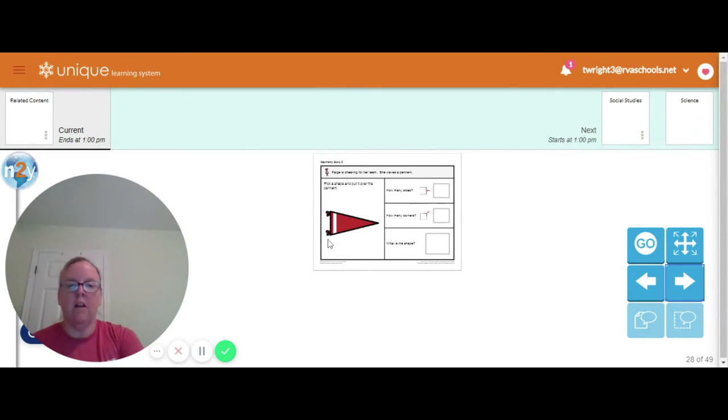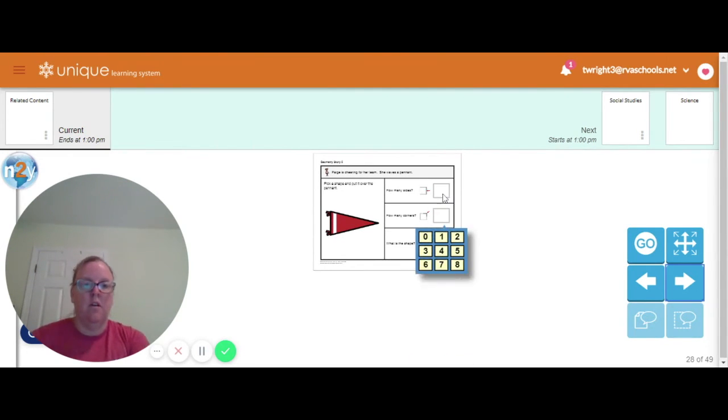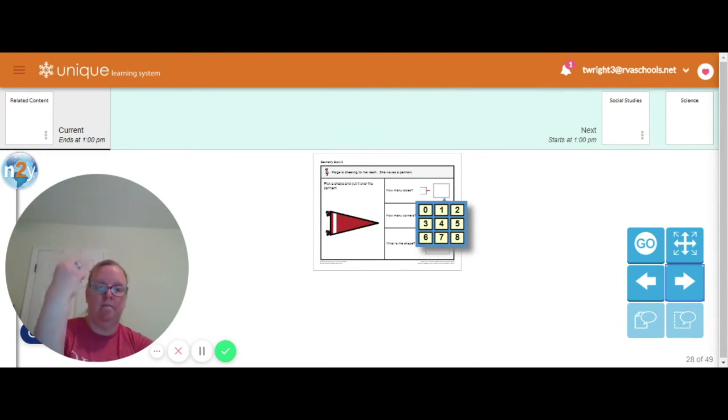Oh, we haven't done the triangle. I missed the triangle. Let's do the triangle, okay? So how many sides does a triangle have? 1, 2, 3. 3 sides. Who can find the number 3? Point to it. That's the number 3.